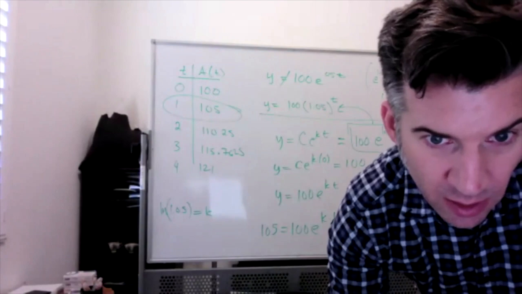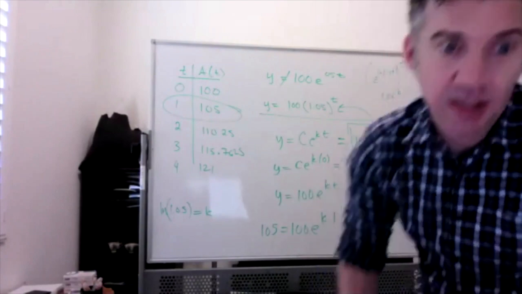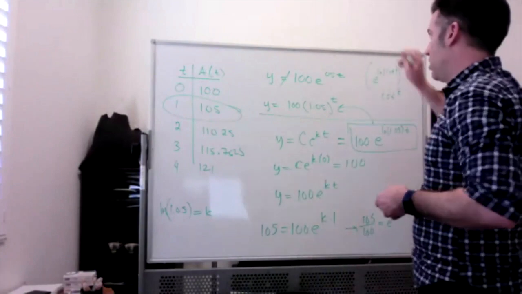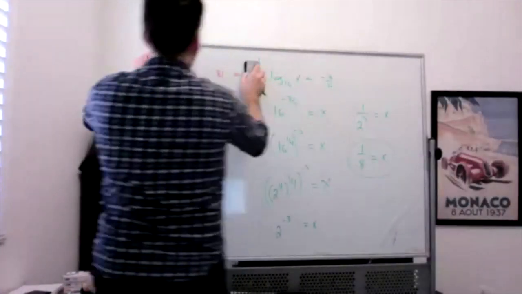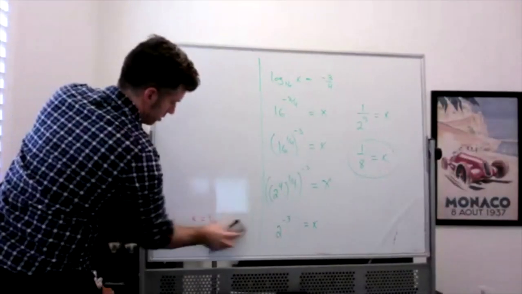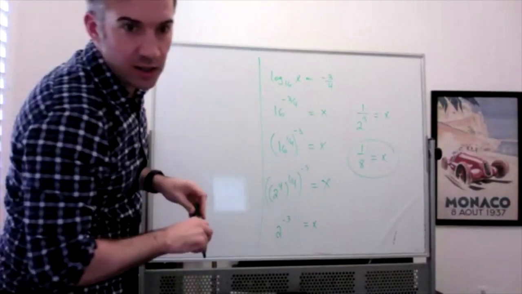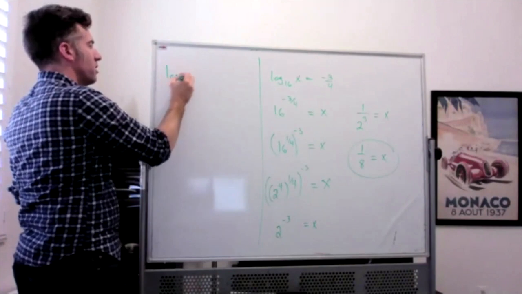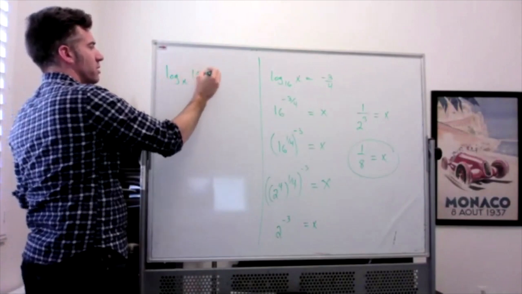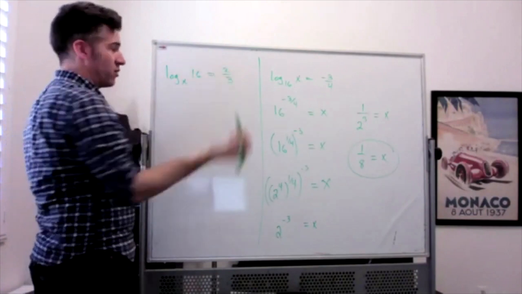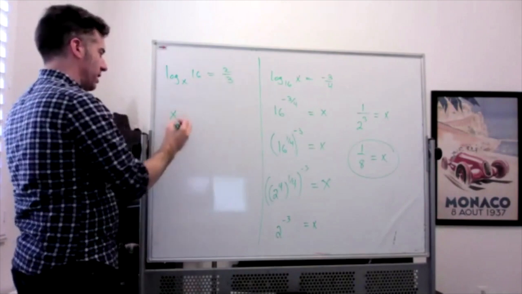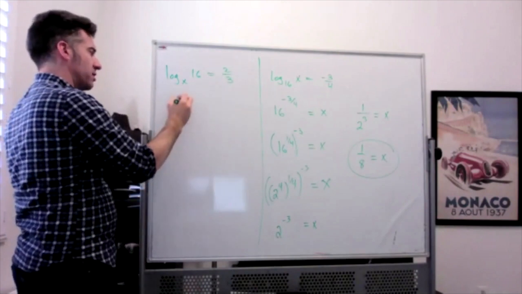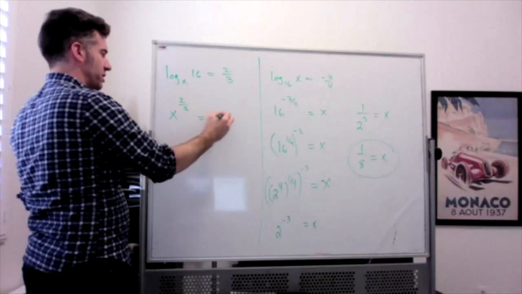Okay, so let's look at problem 10 on this review. Problem 10 is log base x of 16 equals 2/3. Again, just another exercise in rewriting as an exponential. The base is x, the power is 2/3, and that is equal to 16.